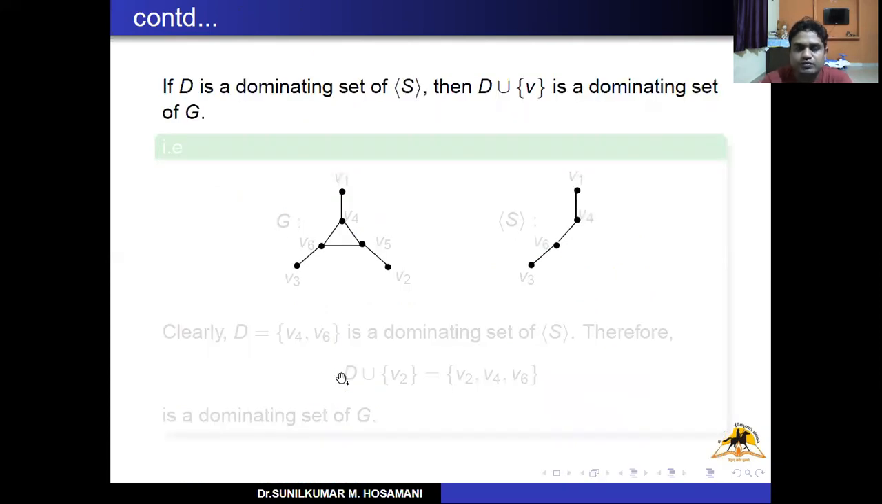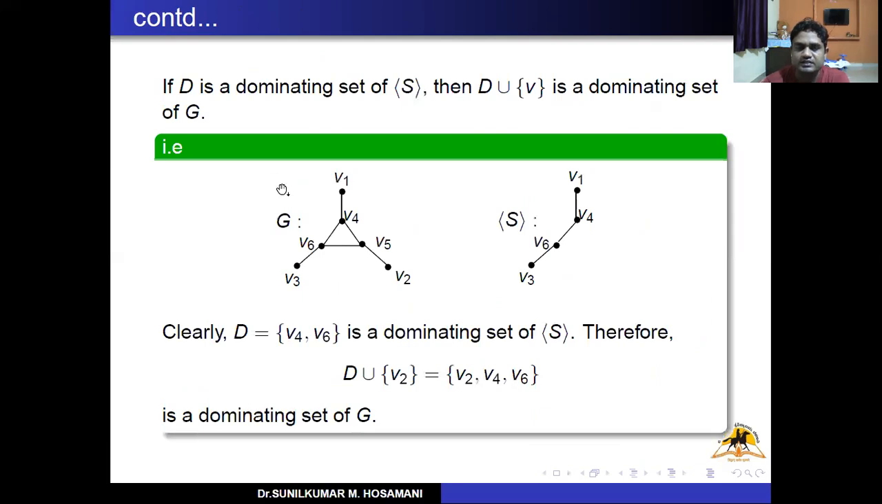Now first we have to find out the cardinality of M1 here. If D is a dominating set in induced S, then D union V is a dominating set of G. So this is my induced S here. First you have to look at the dominating set of this graph. Here I am considering V4, V6 as a dominating set. Further, V1, V6 and V2, V3 are also dominating sets. You can select any one of the dominating sets. Here I have taken V4 and V6. Let D equal V4, V6 be a dominating set of induced S.